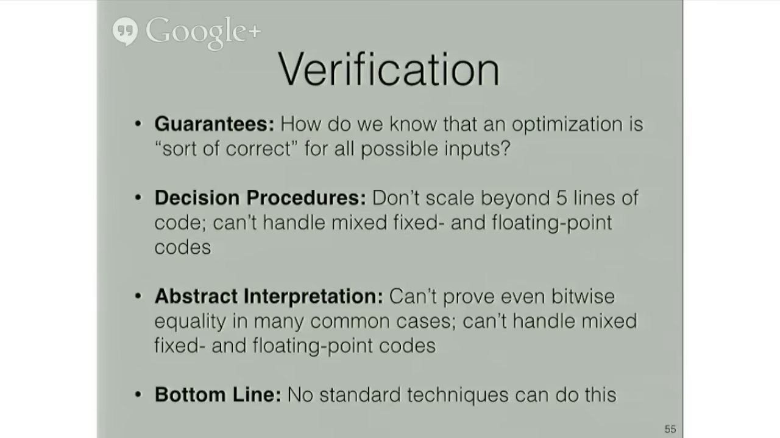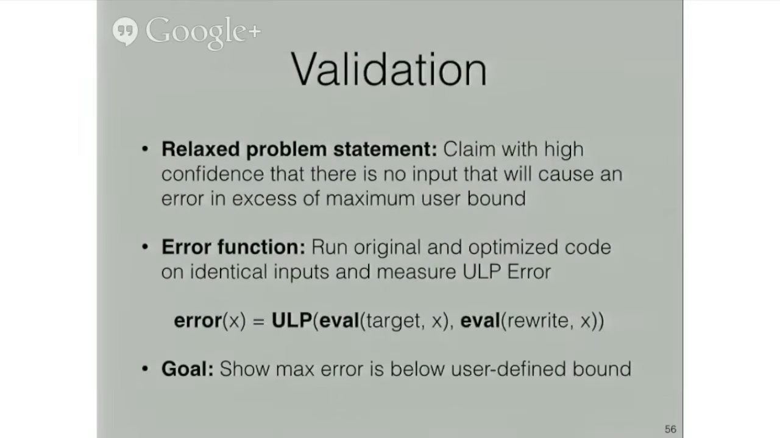The bottom line is simply, for purely fixed point codes, we have off-the-shelf solutions that we can use to guarantee that an optimization is correct for all inputs. If codes contain even the slightest amount of floating point computation, there's no standard technique that we're aware of for solving this problem. So rather than attempt to prove that an optimization is correct within an error bound for all possible inputs, what we instead do is try to produce a high confidence claim that we believe this to be true.